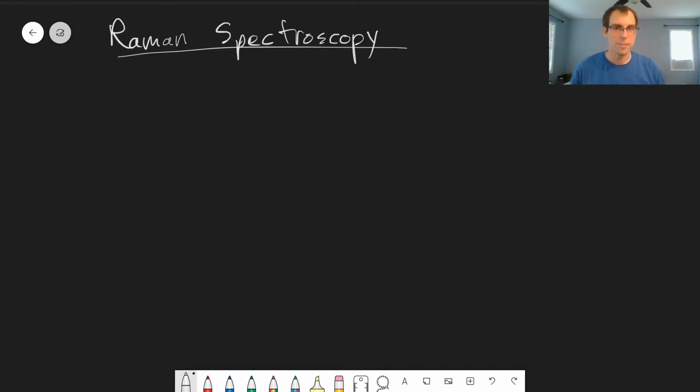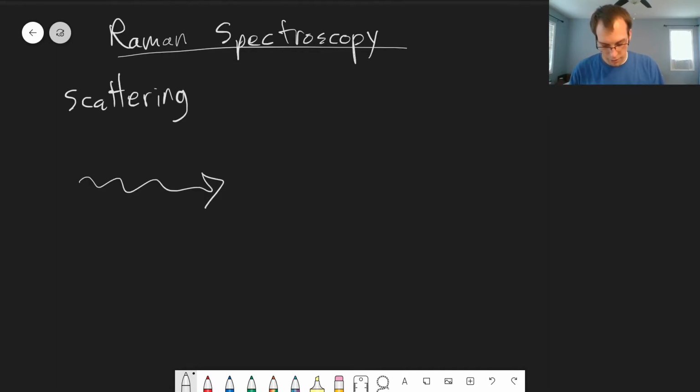So most of the types of spectroscopy we've been talking about involve either absorption or emission of light. And Raman spectroscopy is a little bit different because this involves scattering of light. And the idea here is that we have light that comes in, hits our sample, and we see light that gets scattered in different directions.